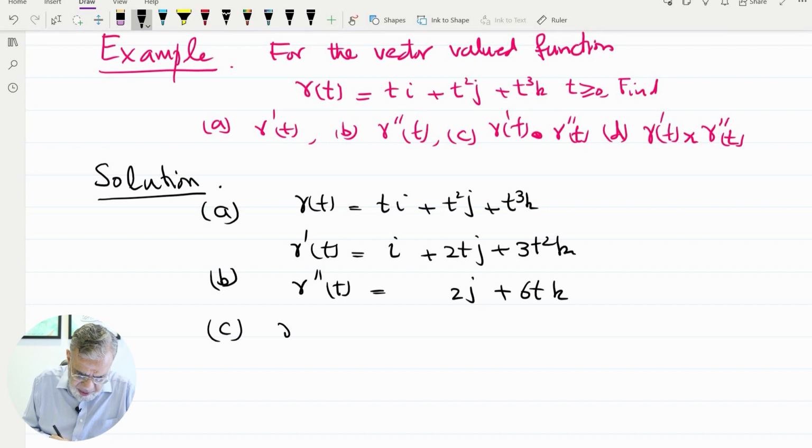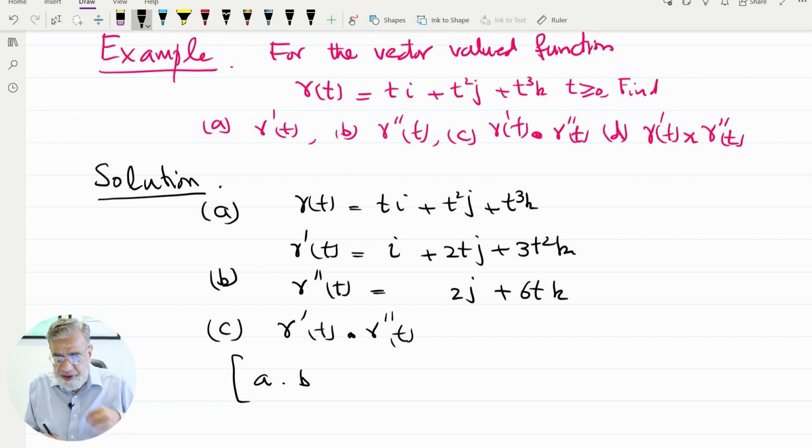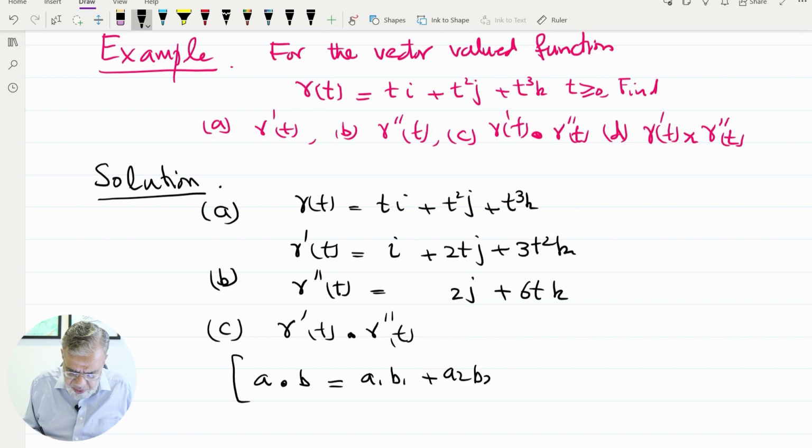C, we want to find the dot product, r dash of t dot r double dash of t. Just to remember, when we have two vectors a and b with components a1 i plus a2 j plus a3 k and b1 i, b2 j, b3 k, the dot product is a1 b1 plus a2 b2 plus a3 b3. So that's our definition of the dot product.